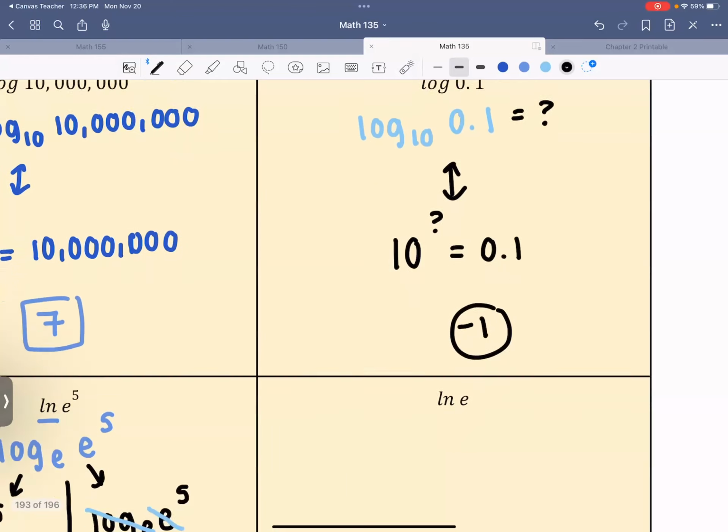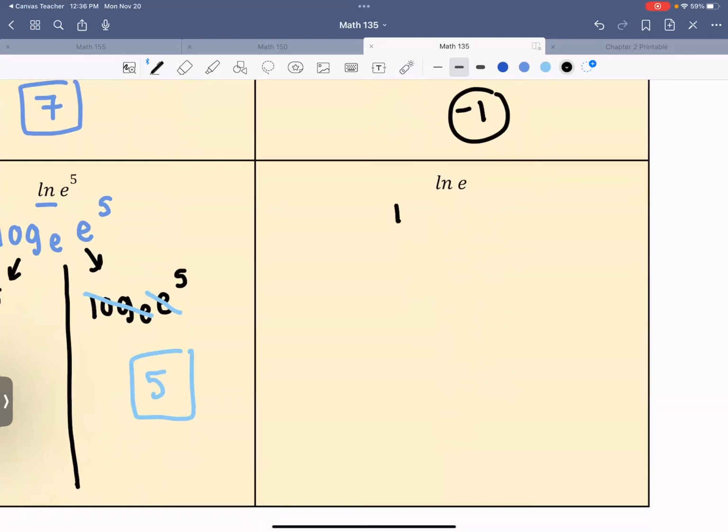I think the tricky one here is ln of e. ln is log base what?